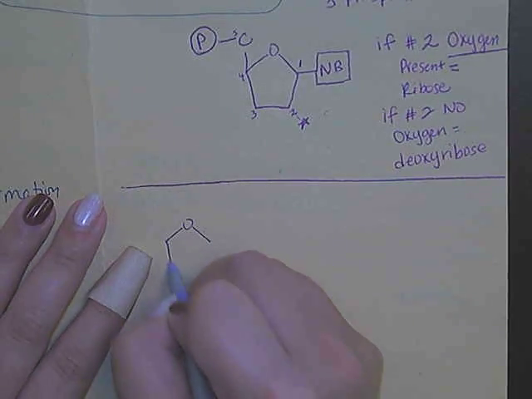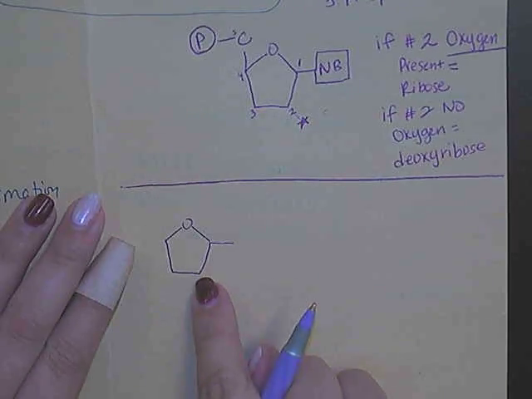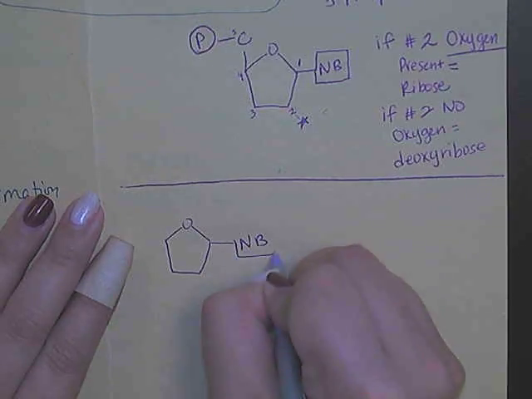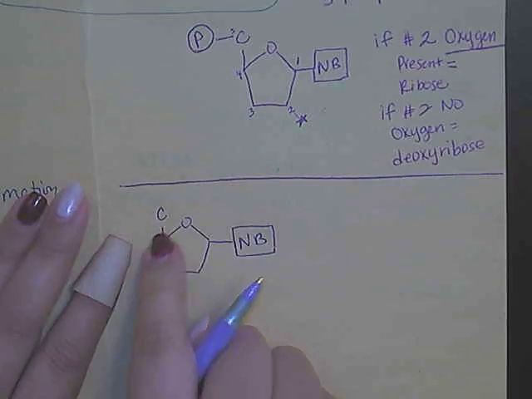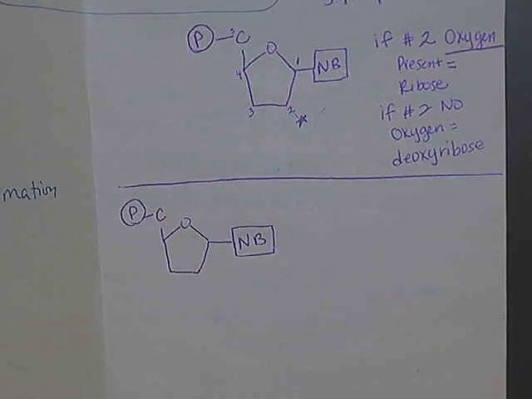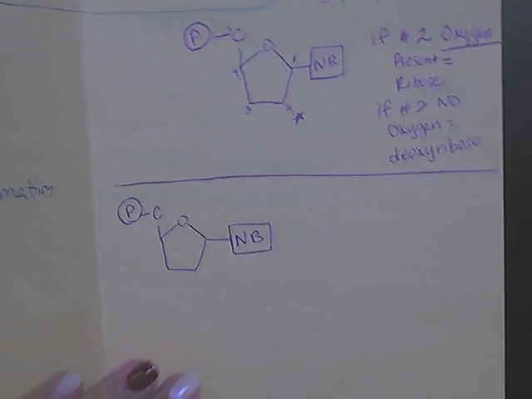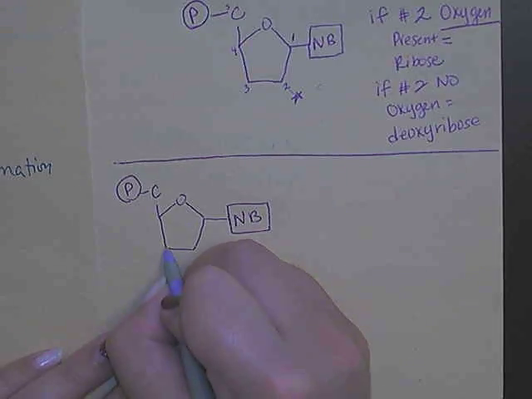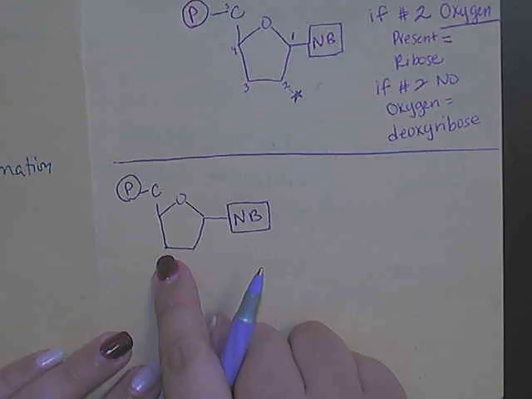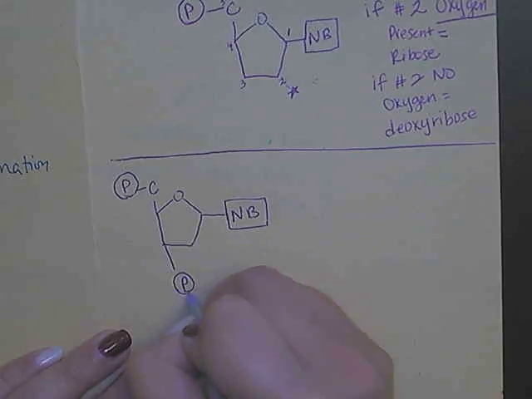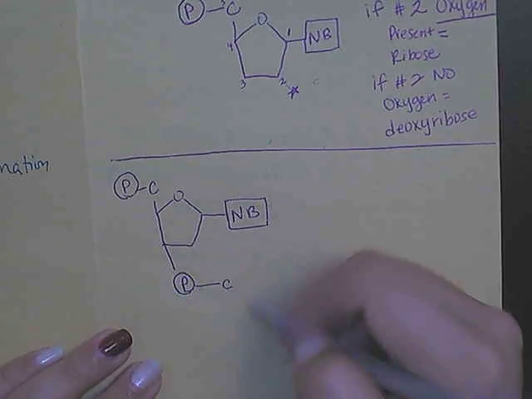So let's start with our sugar, always a 5-carbon sugar. Since this is DNA, at carbon number 2, I'm not going to put an oxygen group right there. Here's my nitrogenous base. Here's my 5th carbon, carbon 1, 2, 3, 4, 5, and attached to that 5th carbon is a phosphate group. So there is one monomer, one nucleotide. The next nucleotide I'm going to add is going to be right here attached to carbon number 3. So I'm going to draw a bond to the phosphate group of the next monomer.